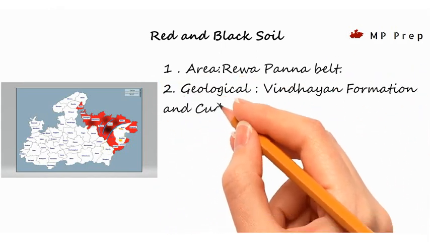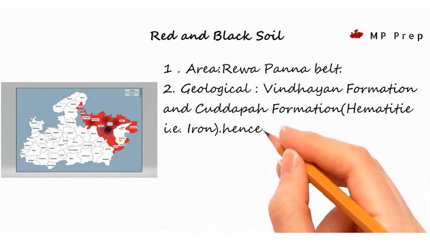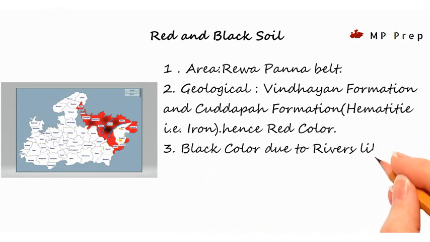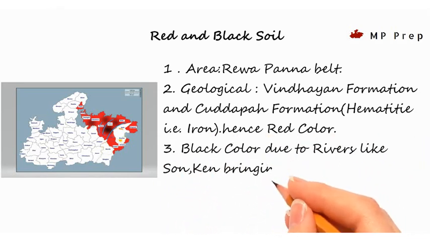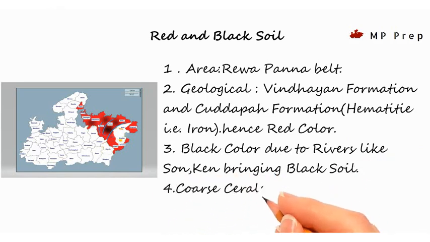The base is Vindhyan Formation and Kadapa. It is due to Kadapa Formation that hematite is found, that is iron, which gives its red color. The black color comes from the various rivers which flow through this region, that is Son, Kane, which bring in black soil, and hence we have red and black soil. The main crops are generally coarse cereals as the soil is not very fertile.